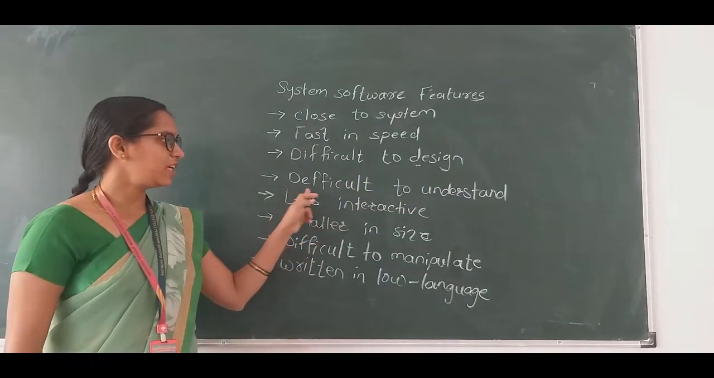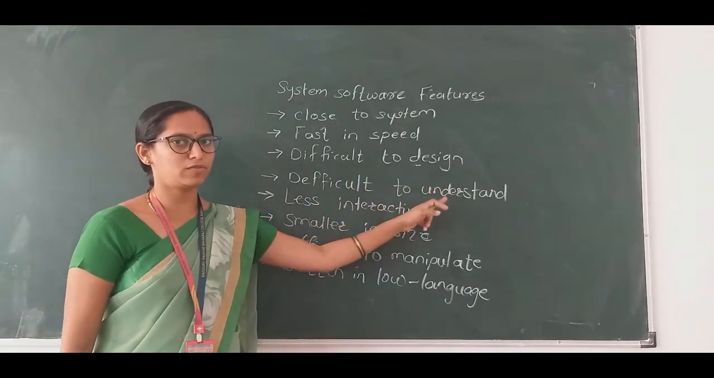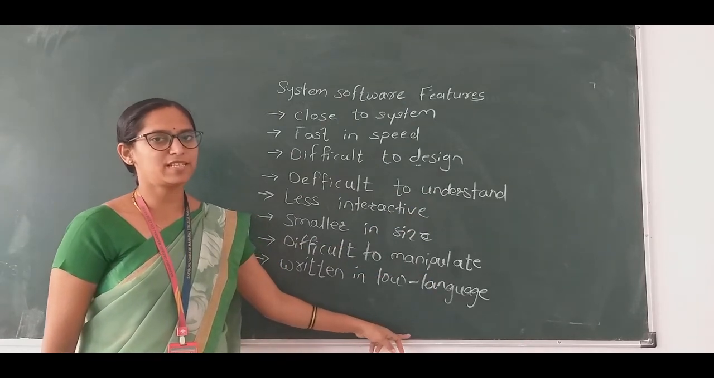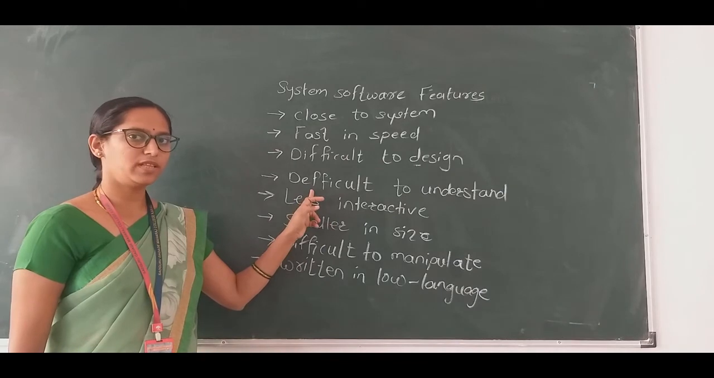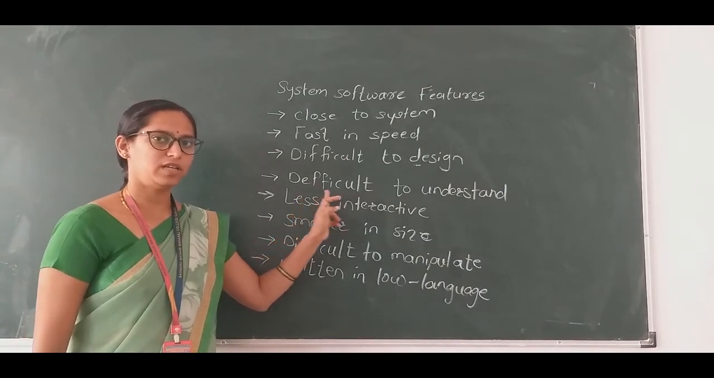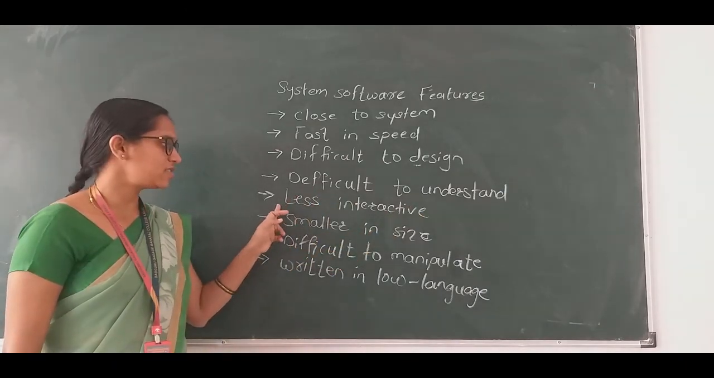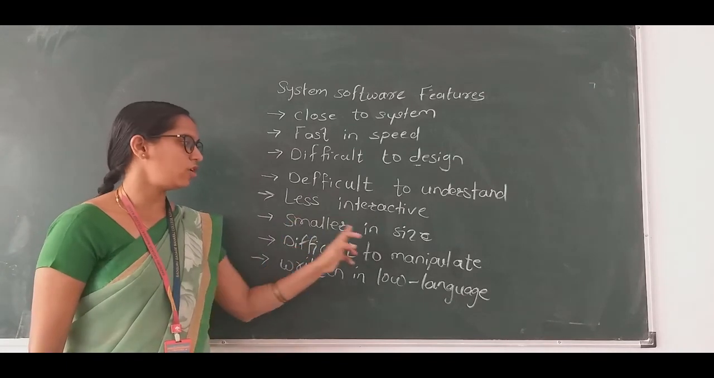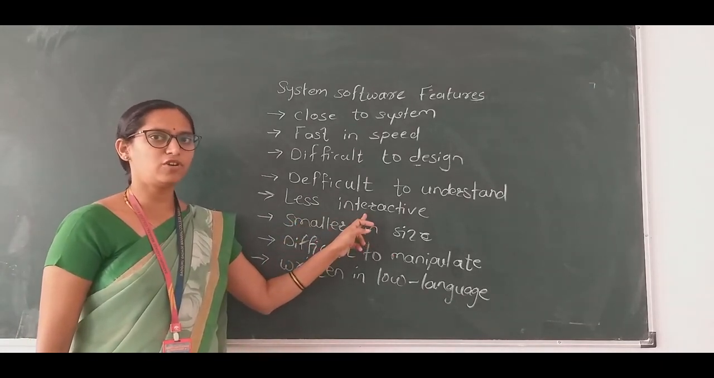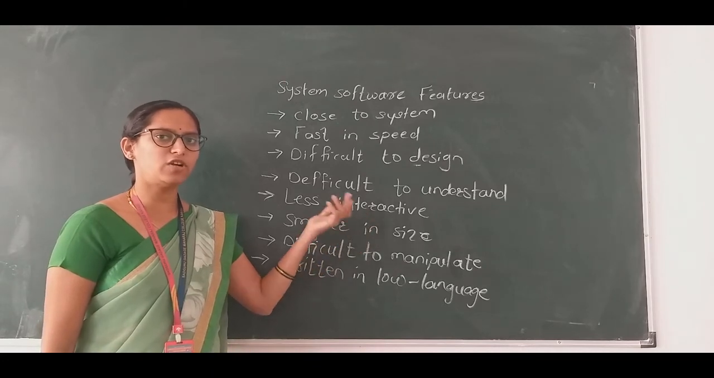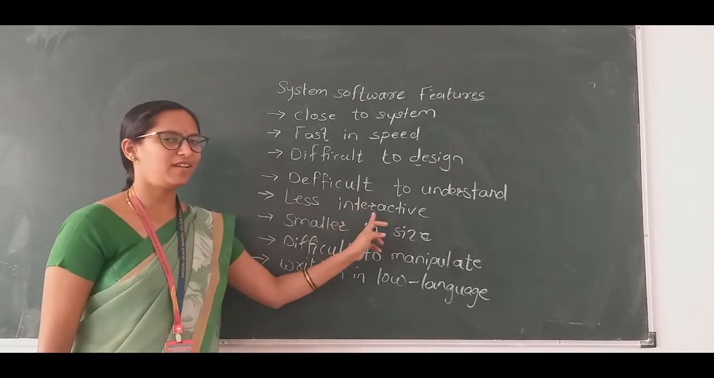Next is difficult to understand. Why? Because of the low level language. It is hard to understand. That's why that feature shows it's hard to understand. Okay, next is less interactive, small in size. Why less interactive? Because system software is not for the users, that's why users do not interact with it. That's why we say less interactive.